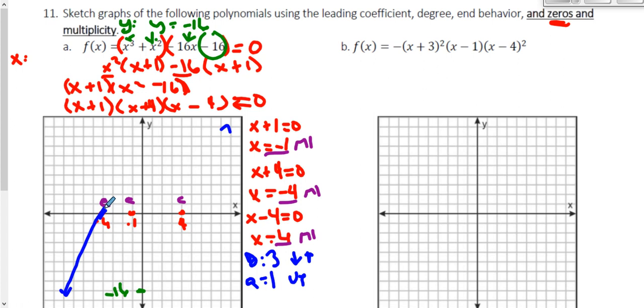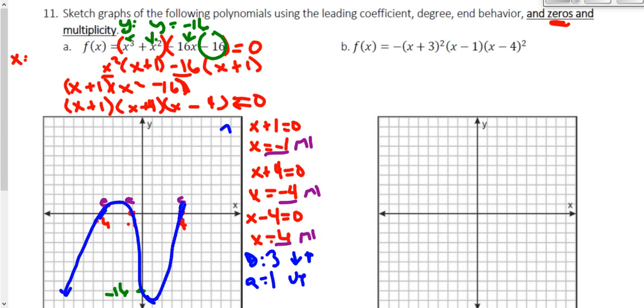The next place I have to hit is my y-intercept, which I put all the way down here. I can put it wherever I want as long as I label it. So there's my negative 16. And then the last place I have to hit is this positive 4. And again, when I get there, I've got to cut straight through it. So I'm going to turn this guy around, cut through at the proper place, and end up high right where I have to. That's it for 11a.